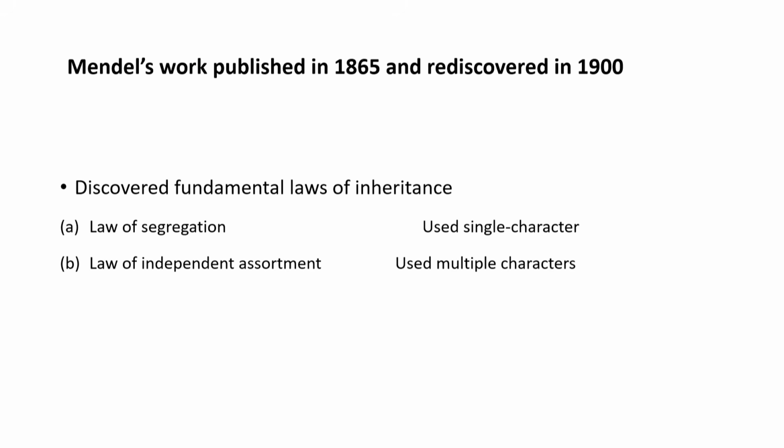Law of segregation. In the law of segregation, Mendel used one character at a time. We'll discuss it in a minute. And under the law of independent assortment, Mendel used multiple characters to show that multiple characters can also pass on from one generation to another, and they do not influence each other.